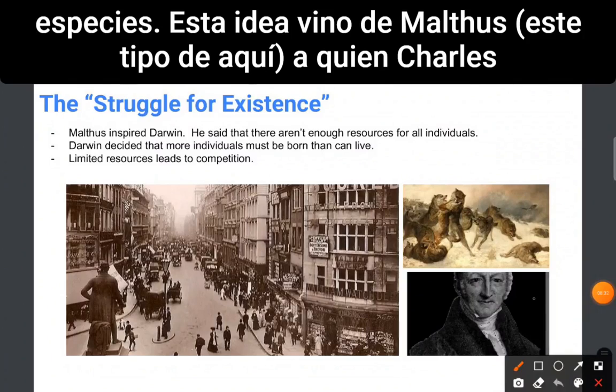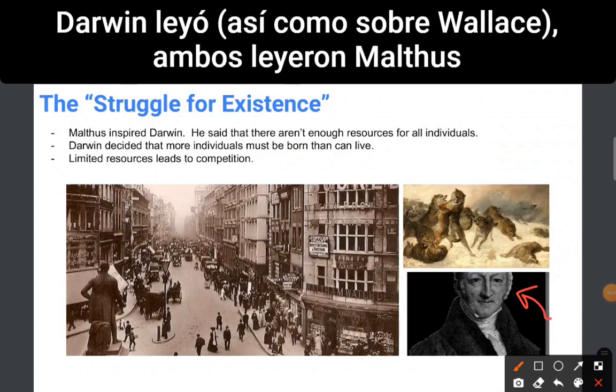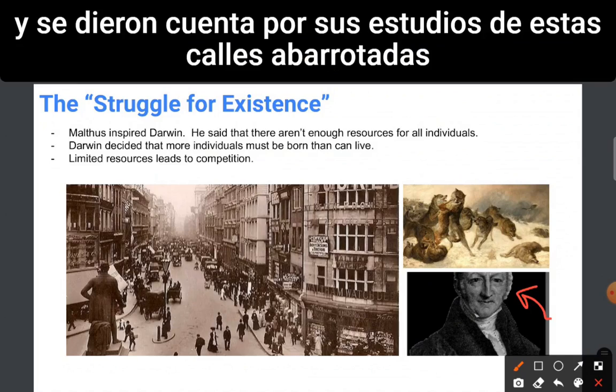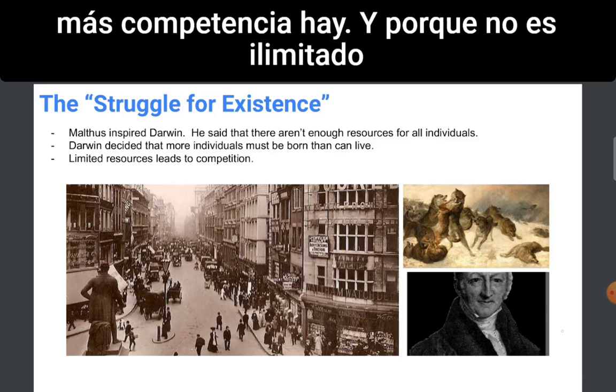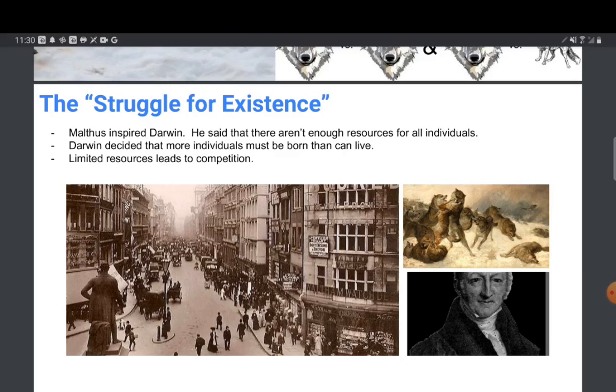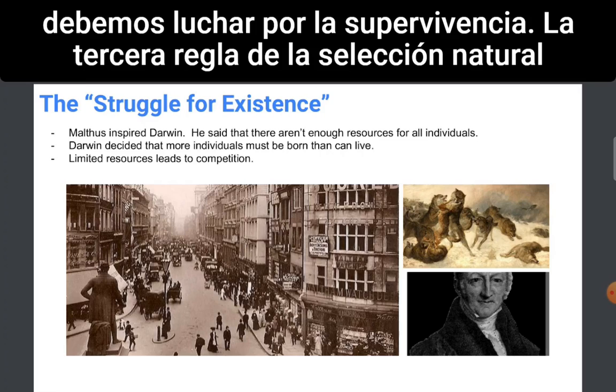This idea came from Malthus, this guy here, who Charles Darwin read about, as well as Wallace. They both read Malthus, and they realized by his studies of these crowded streets of London that the more crowded an area with organisms, the more competition there is. And because there is not limitless resources in the world, we must fight for survival.